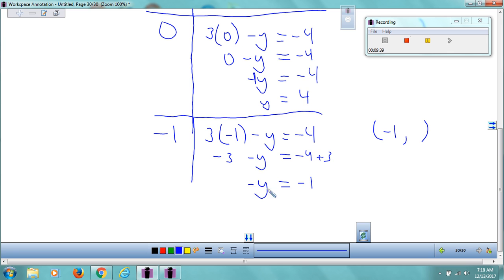What's the same thing as taking the opposite of y? Multiplying by negative 1, so we're going to divide both sides by negative 1. And what we get is, what's negative 1 divided by negative 1? It's 1. All right. So let's go ahead and plot that. That's 1 to the left, and then up 1 and plot it. Now connect those 2 points, and there's our line. Okay? These are all linear equations. They're all x to a power of 1.